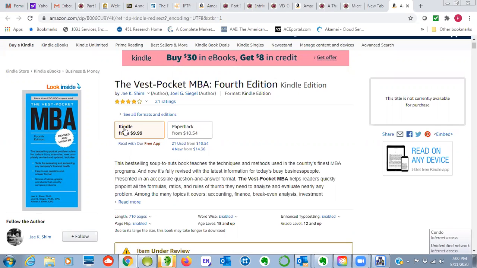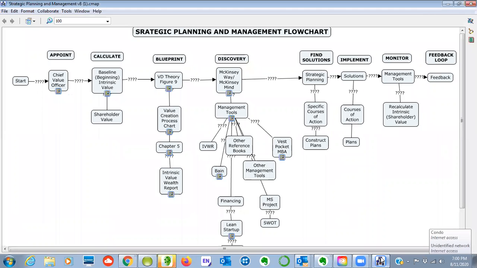So between this book, the Vest Pocket MBA, and that management tools section, that'll give you a pretty good checklist of things you should know, and most importantly, tools and resources you can use in the strategic planning and management process. Other reference books, I've still got a whole bunch I need to put in here, which I'll do over the next couple of weeks. Same with other management tools. But here is one I wanted to point out to you guys.